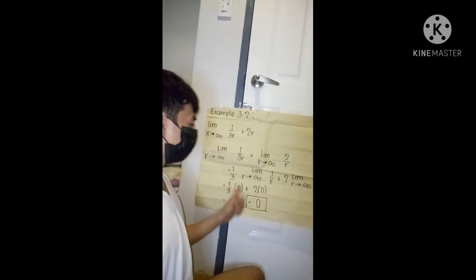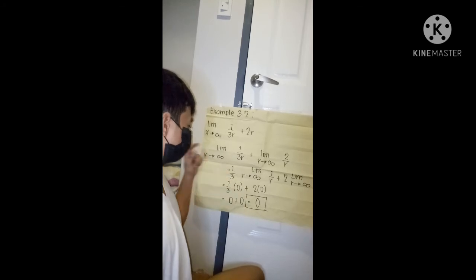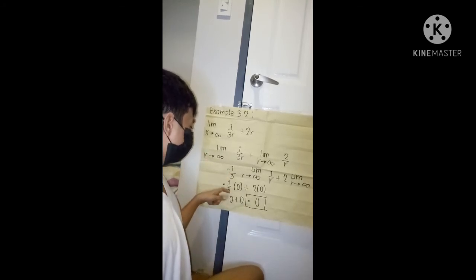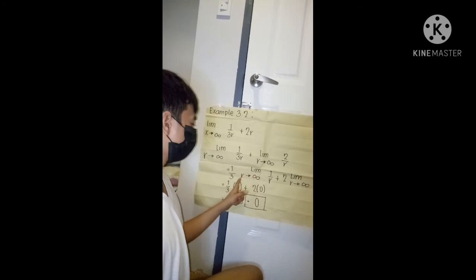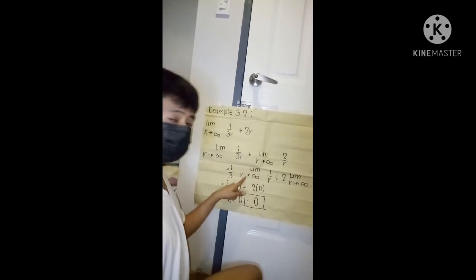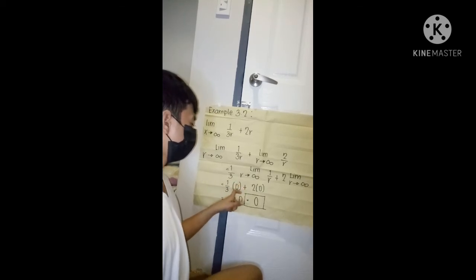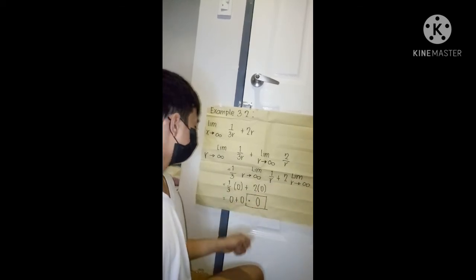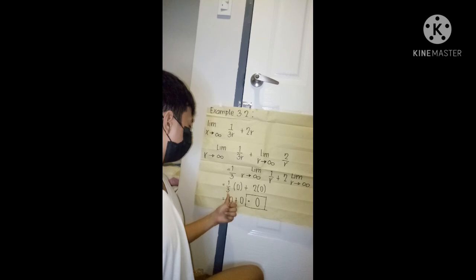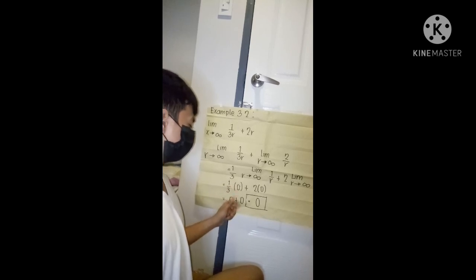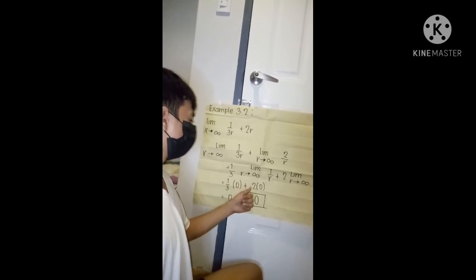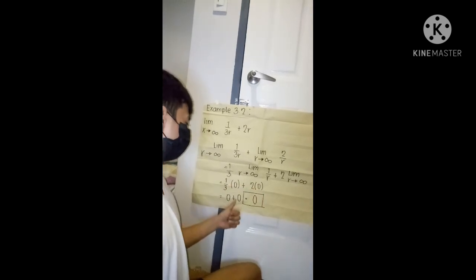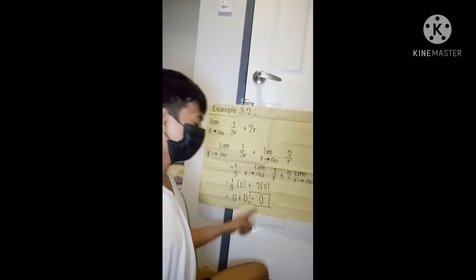The next step, once we have this, is we can solve it. 1 over 3, bring it down, times the limit of 1 over r as r approaches infinity, which, because of our rules, is 0. Then we copy the 2 times the limit of 1 over r as r approaches infinity, which is also 0. Then 1 over 3 times 0 is equal to 0, plus 2 times 0 is equal to 0. Then 0 plus 0 is equal to 0.